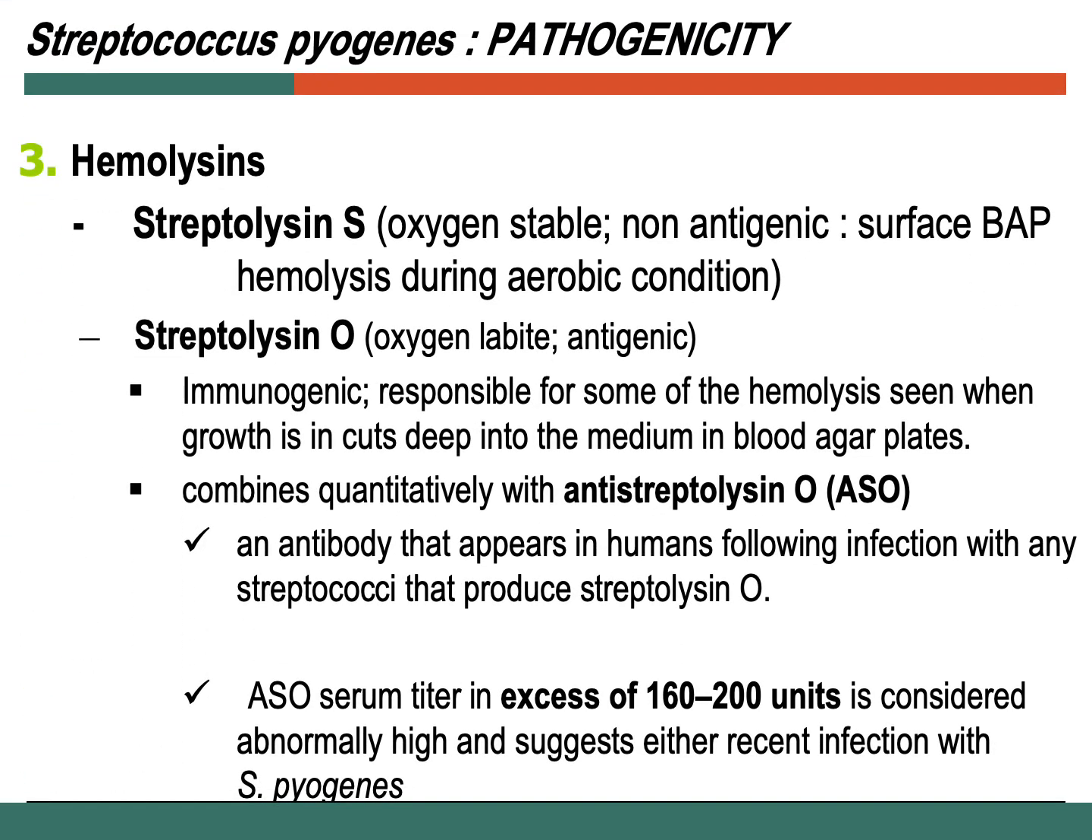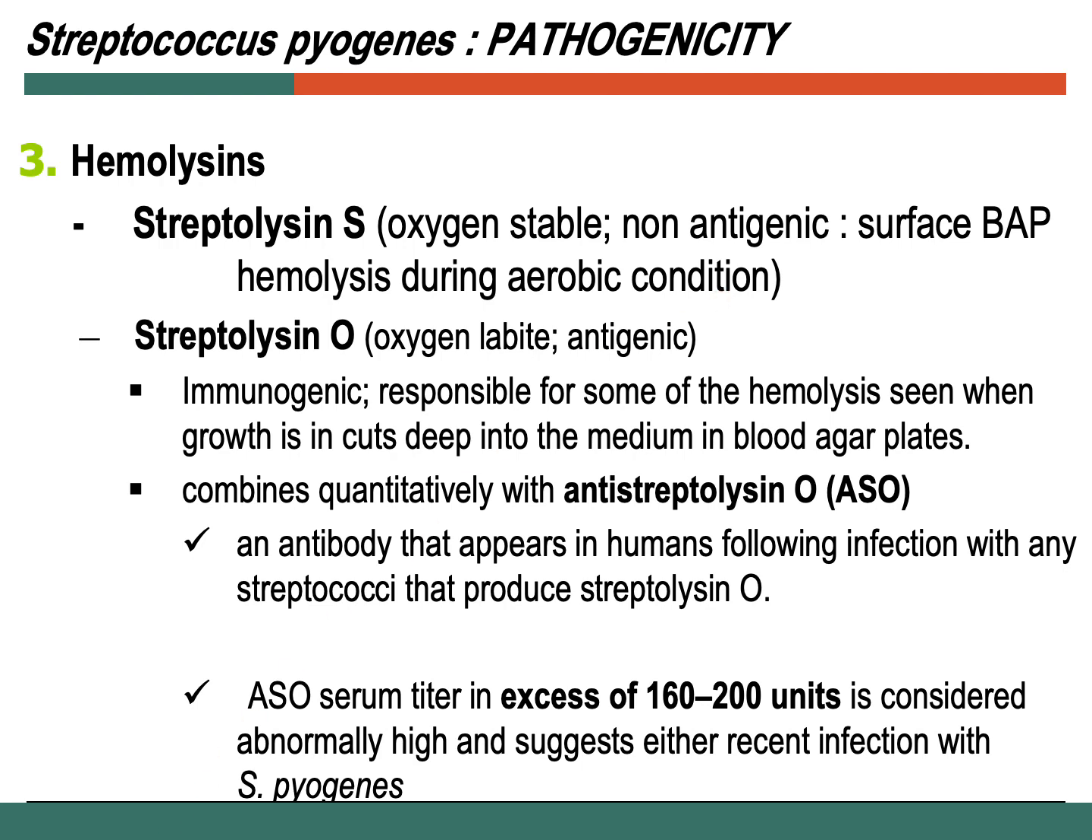So, another virulence factor is your hemolysin. You have two types of hemolysin: your streptolysin S and your streptolysin O. Your streptolysin S is oxygen stable. So S, they're stable. These are non-antigenic, so it cannot cause infections or cannot cause disease.